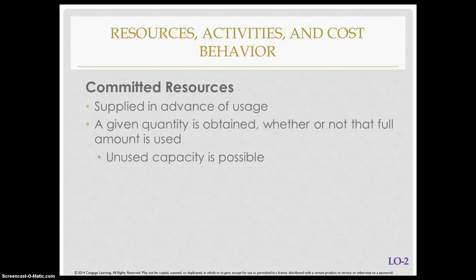Committed resources are supplied in advance of usage, and a given quantity is obtained whether or not that full amount is used. And this has possible unused capacity. So if we're making something, let's say we're cutting something out of sheets of steel, we can only order those plates of steel in full plates. Let's say there's 100 units that can be cut out of a plate, but we only make 175. We have 25% of one plate that's going to go unused, and that would be a committed resource because we can't buy 75% of a plate.